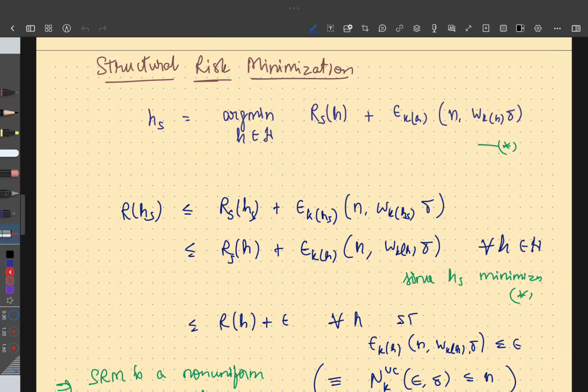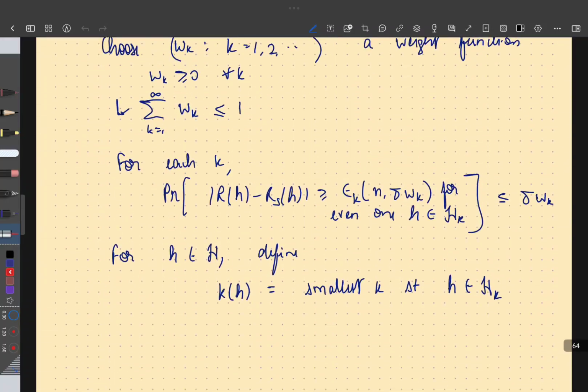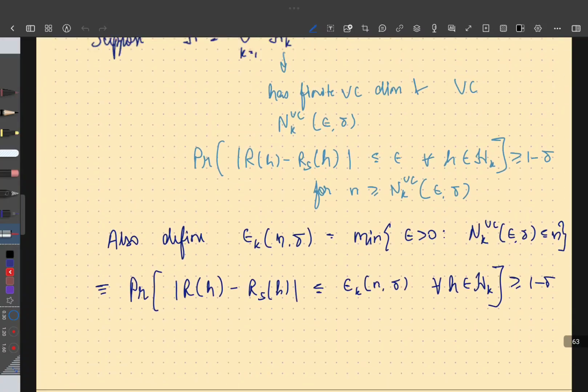If the VC dimension is finite, then you don't have to do anything else. You just use ERM and you're done. But now if the VC dimension is infinite, then you can use structural risk minimization, wherein you minimize a linear combination of the empirical risk and another term, which in some sense measures the complexity of the subclass within the hypothesis class. Right? So for every h, let's try to recall the definition of epsilon_k of h.